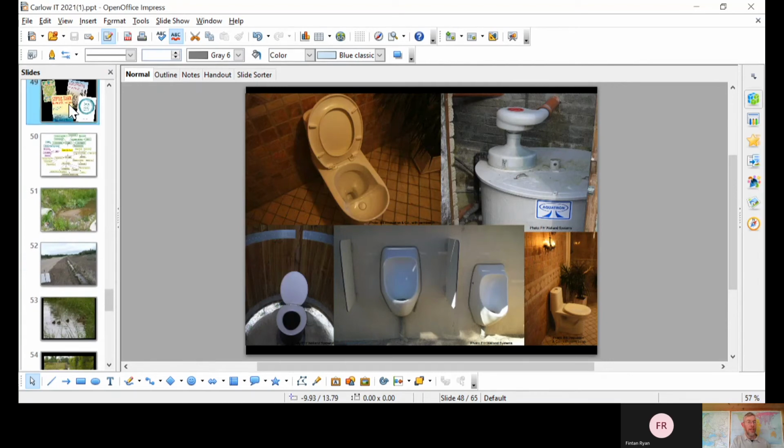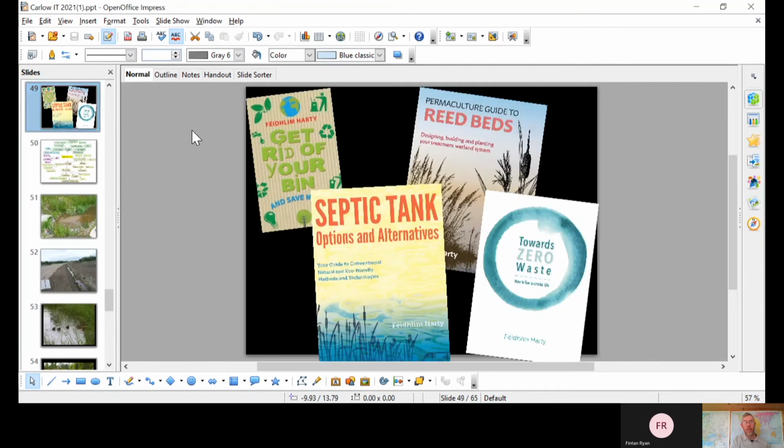And I'm going to do a shameless plug and say that the Reed Bed book and the Septic Tank Options book give a lot more overview of these. The Septic Tank Options was written as a more complete look at more natural systems, but also looking at the conventional systems as well. And the Reed Bed book then just looks at designing, building, and planting your own treatment wetland system, whether it's a constructed wetland or a gravel reed bed.